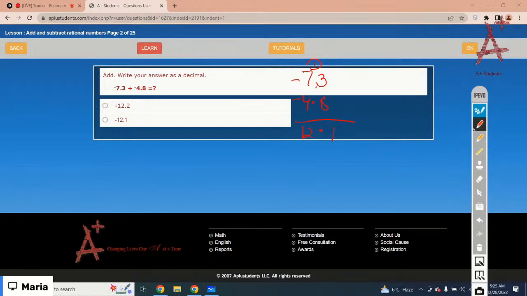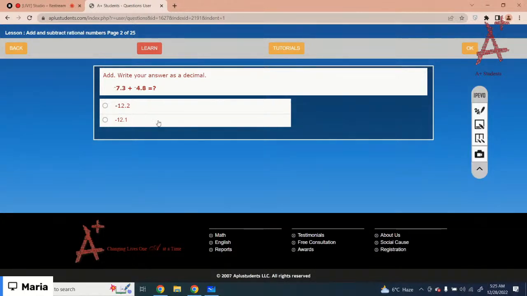Got it? So the correct option is negative 12.1 because both the numbers are negative. So the answer must have a negative sign. Got it? So it would be negative 12.11.